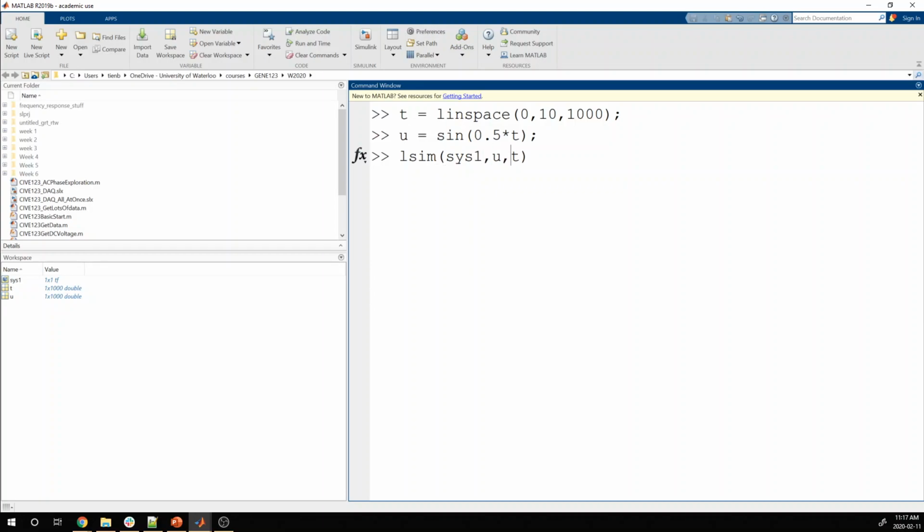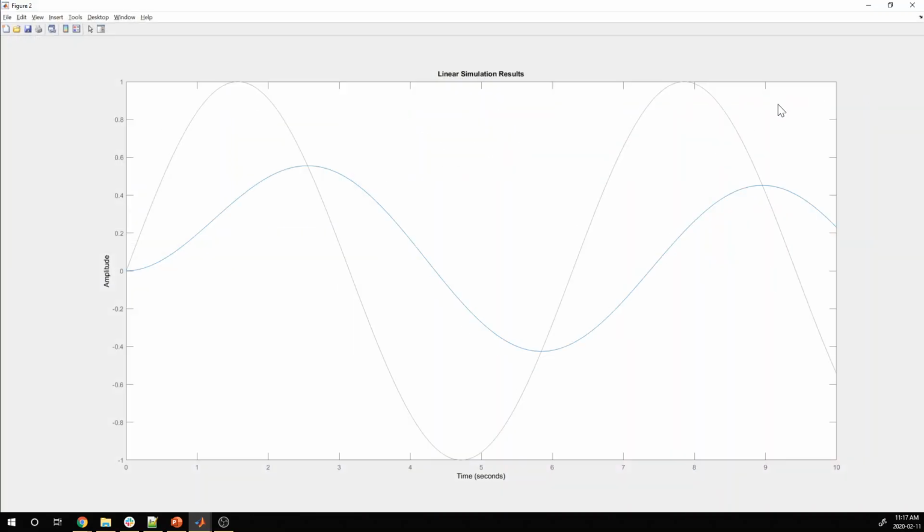System 1, I'm sorry. And this is how you run the LSIM. So this says that U of t is equal to what I've produced here, my sine of half a radian per second, and it needs a time to simulate, and then my system 1 is the system it is simulating. So if I hit enter, it's going to actually run that simulation for me, and it has produced a graph. And here it is. This is figure number 2 here. And so this is linear simulation results.